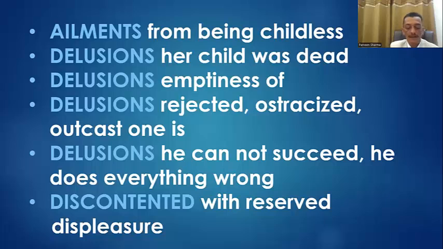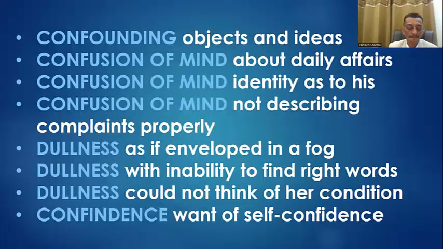This is the point where Triticum completely loses her hopes. She feels empty. Now her creativity, her child has died. She thinks that she made wrong decisions. It fills her with strong but reserved displeasure, which she never expresses. It makes her totally confused and dull. Even she could not think of her condition. She has no confidence.